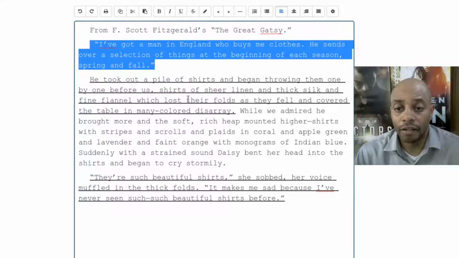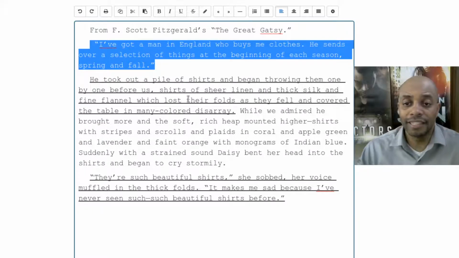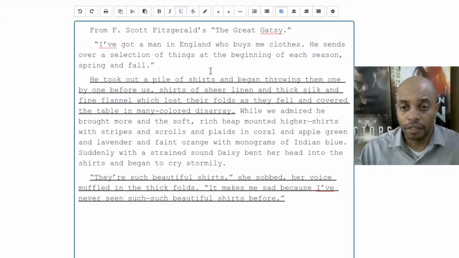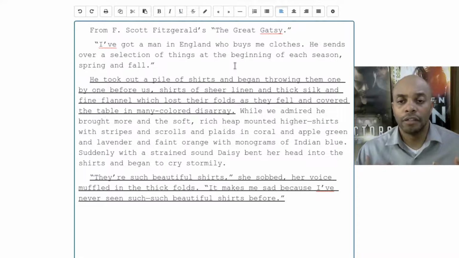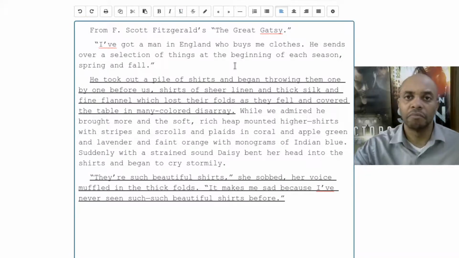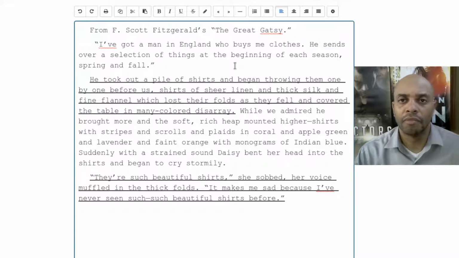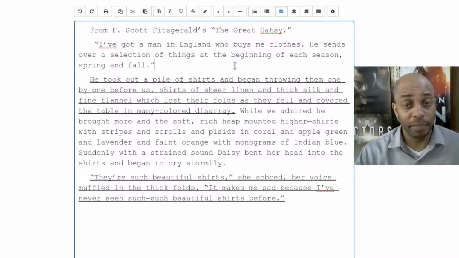He took out a pile of shirts and began throwing them one by one before us. Now, normally people don't do that. So what is he saying? He's talking about a sense of frivolity. It's not a big deal. This is nothing. It's nothing to me. Even though they are wonderful, great shirts, and they're very clearly expensive because he has a man in England who buys him clothes. He doesn't have to do the buying.